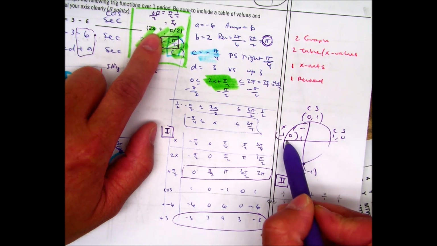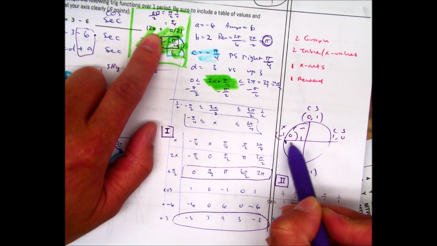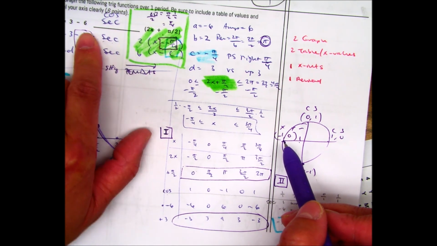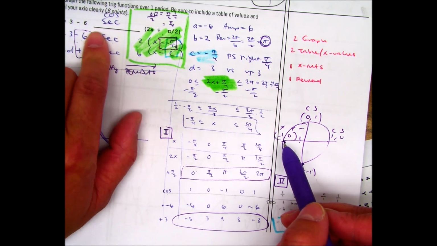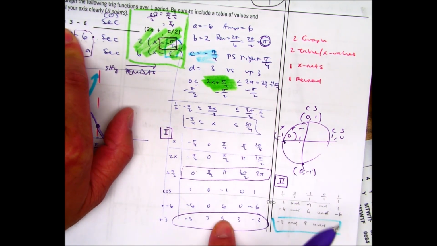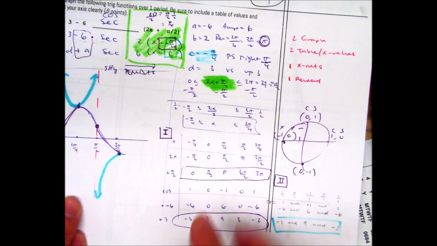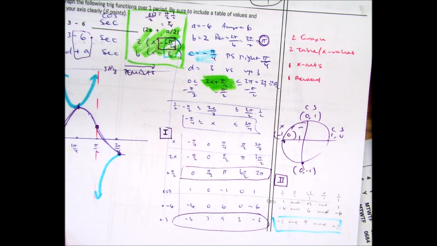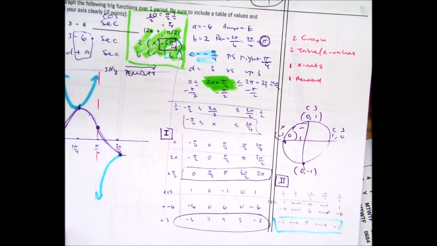Secant at pi is r over x, so it gives me negative 1. Negative 1 times negative 6 is 6. 6 plus 3 gives me 9. So essentially, this is another way of evaluating an x value to get a y value to graph it. Remember, that was at 6 points. I hope that was helpful for you.